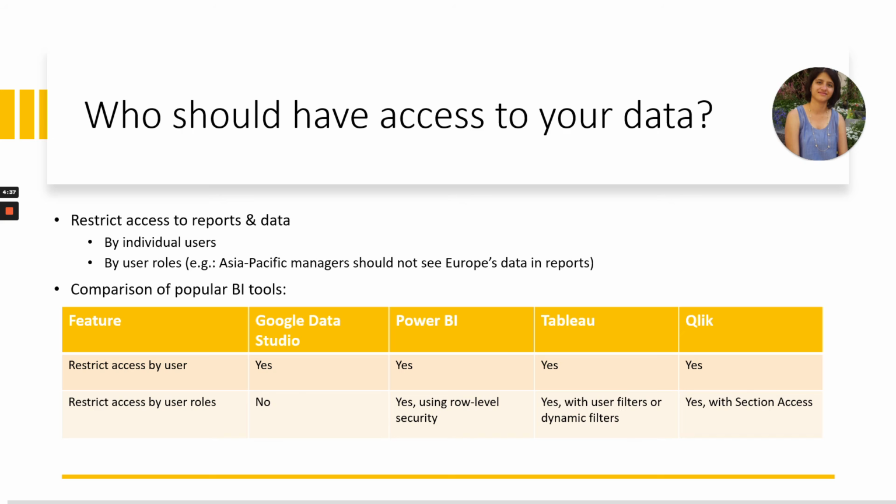So I've given a comparison of some of the popular BI tools, again, Google Data Studio, Power BI, Tableau, and Qlik. And as you can see, Google Data Studio is the only one that does not really let you control the access to data by user roles. You can do it by specific users, but not by user roles. Whereas Power BI, Qlik, and Tableau each have functionality that allows you to do that. I won't get into the details of how you achieve this because it's different for each of these tools, and you can find it out very easily by glancing through the documentation.